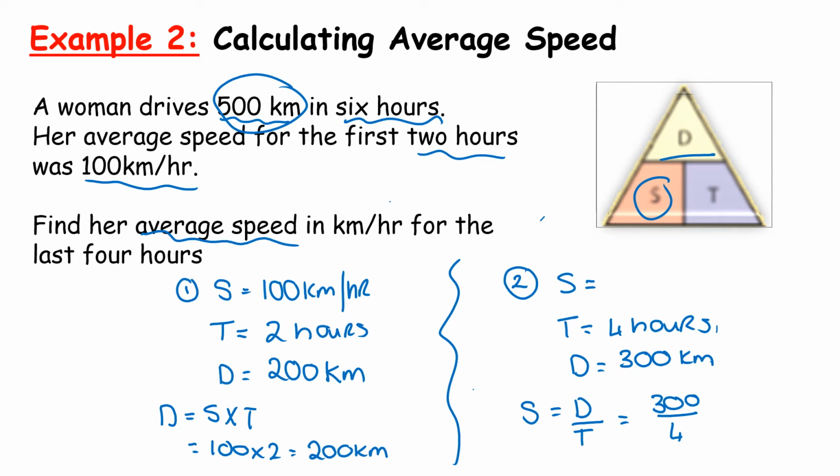And we can put that into the calculator, and that gives us 75 kilometers per hour. So we use the information that we're given. We should always think about our D, our S, and our T. We're usually given 2 pieces to work out the third, and we can work in questions like this where there are different sections to the question.